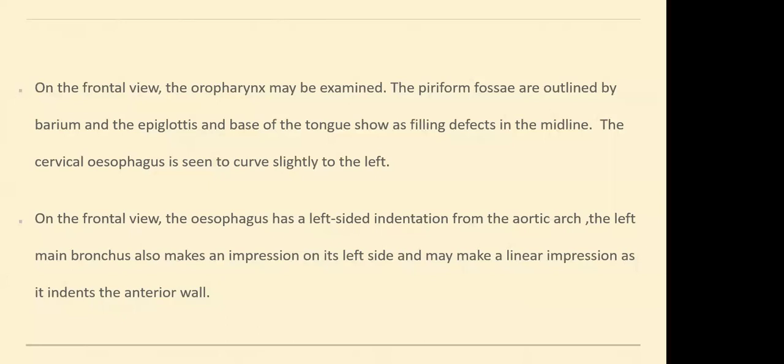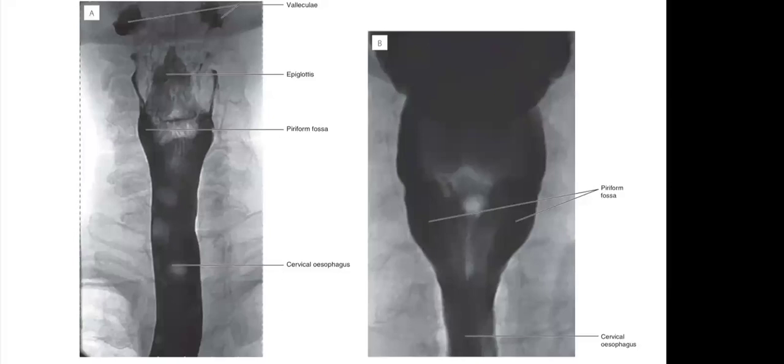On the frontal view, the esophagus has a left-sided indentation from the aortic arch. The left main bronchus also makes an impression on its left side, and it makes a linear impression as it indents the anterior wall of the esophagus. This is a frontal view showing the piriform fossae, and it also shows the epiglottis as a filling defect in the upper part of the barium swallow. And this is the cervical esophagus.